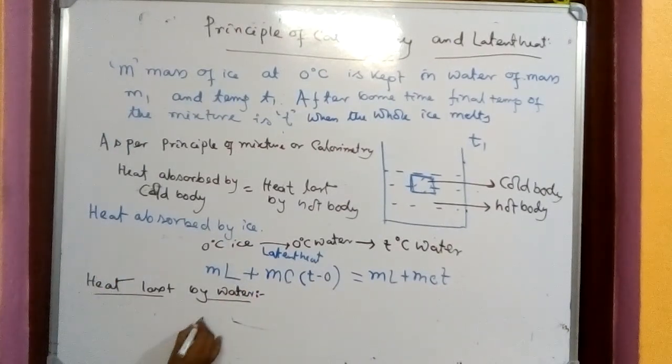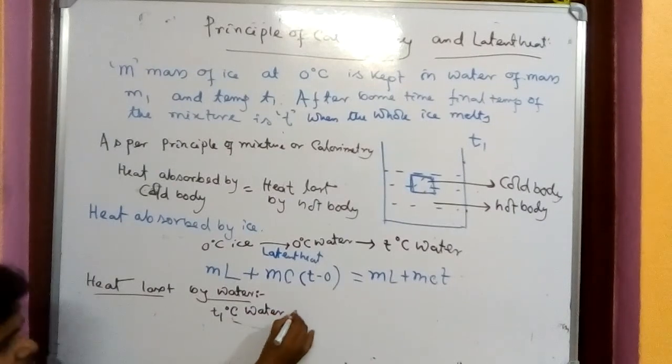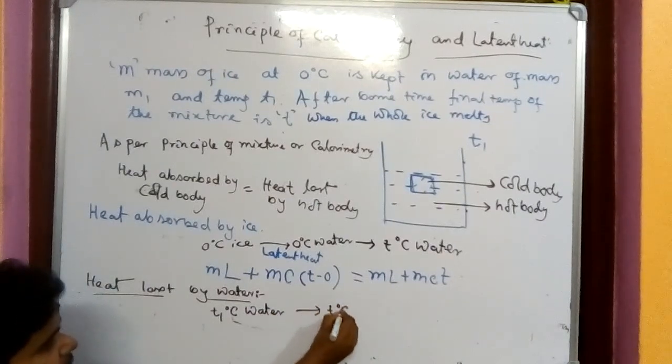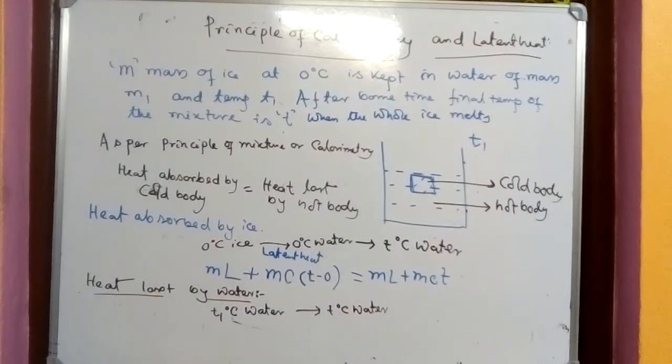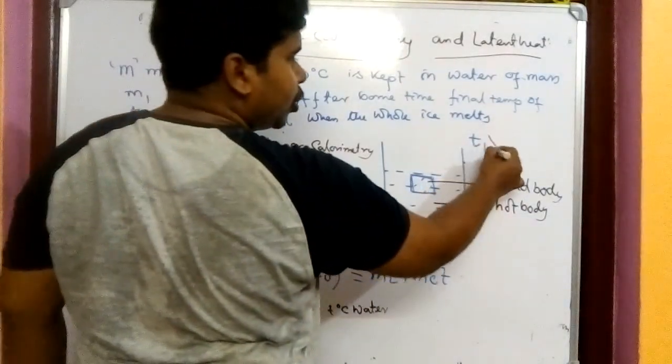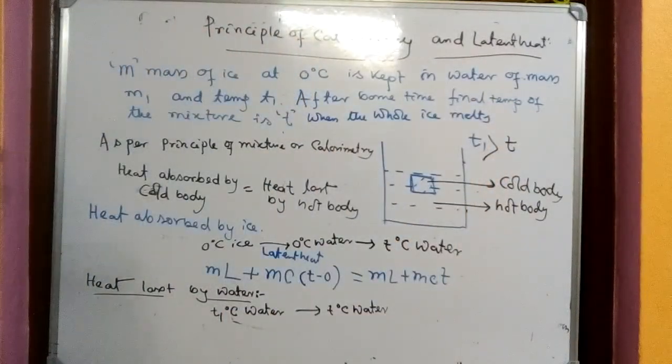See, the initial temperature of the water is T1 degree centigrade. So the water goes from T1 degree centigrade to T degree centigrade. Here you see no phase change occurs, only the temperature is changed. T1 to T, and definitely we know that T1 should be greater than T because the temperature of the mixture should decrease.